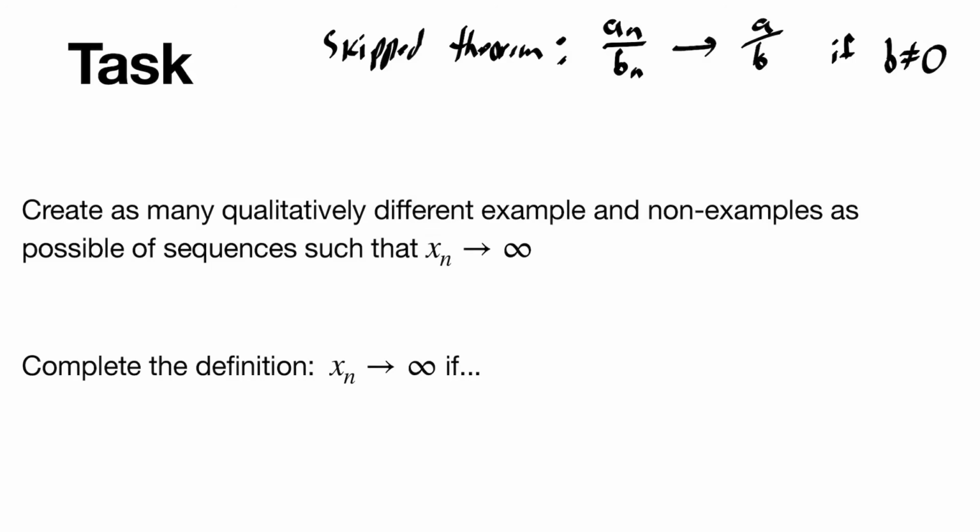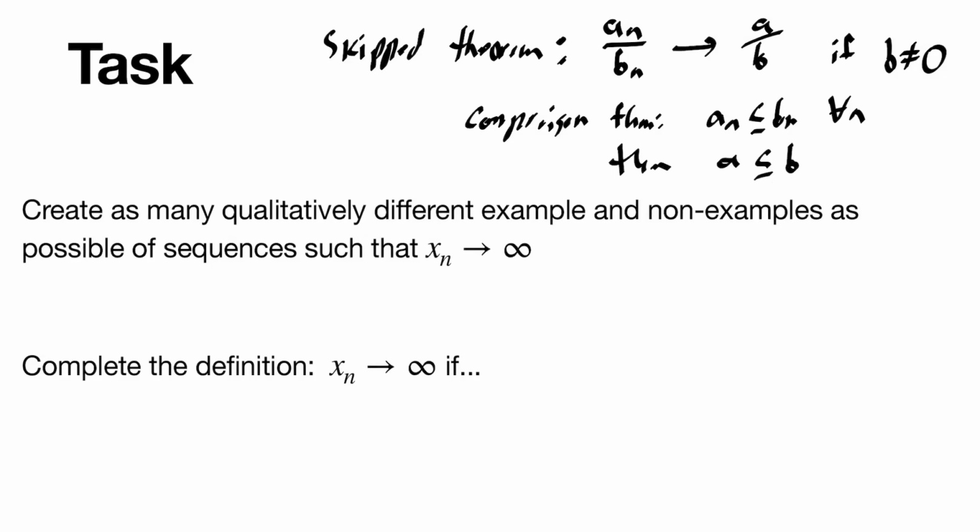Another skipped theorem is the comparison theorem. And the comparison theorem simply says this. It says if an is less than bn for all n, then what they converge to must be less than also, right? And this makes a lot of sense. What are the assumptions here? You're assuming that both of these sequences converge. If they diverge, then all bets are off.